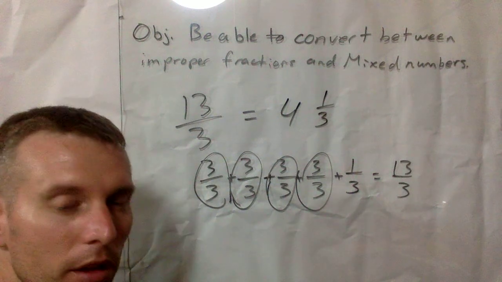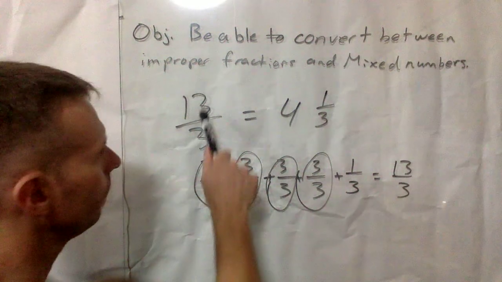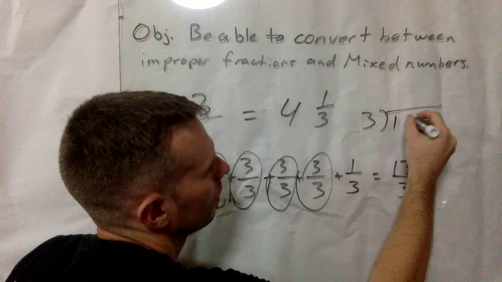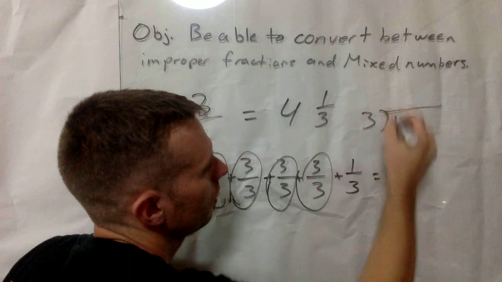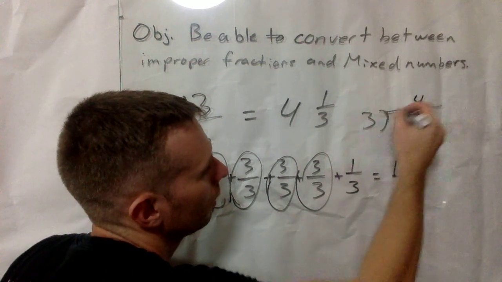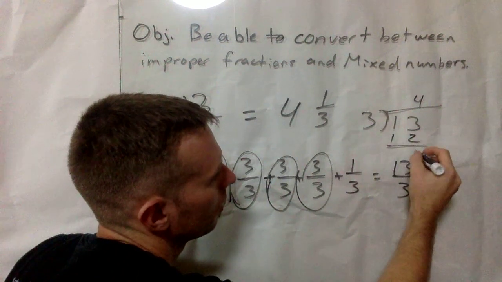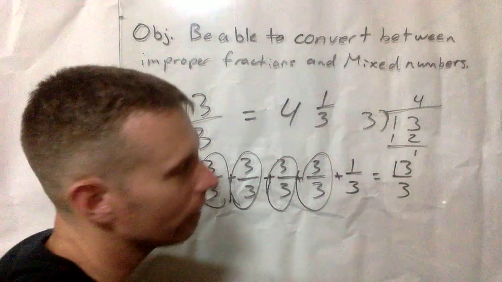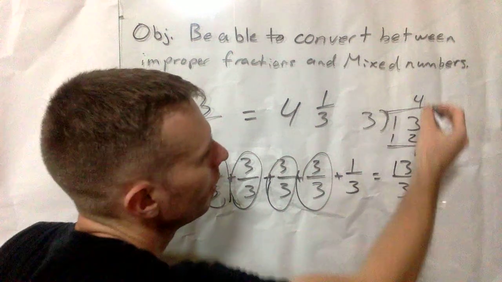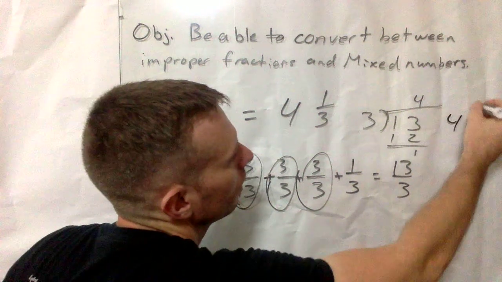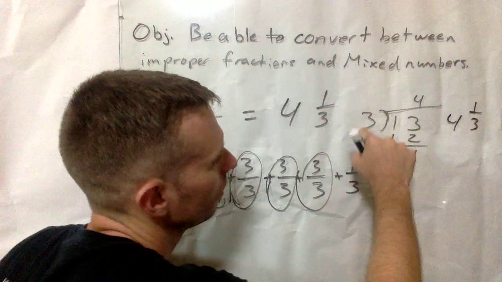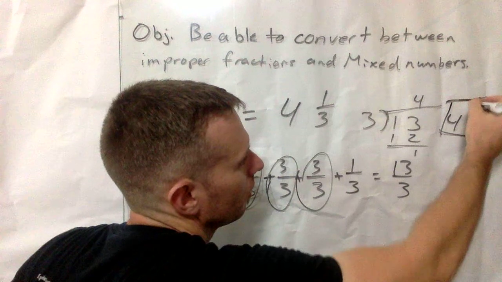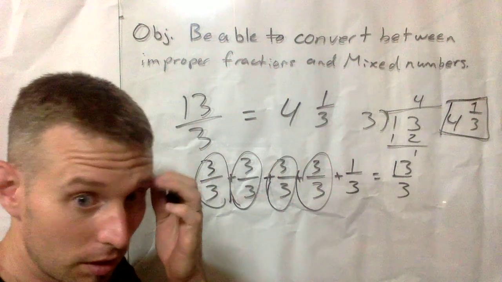The other way to do that is 13 divided by 3. That goes in 4 times. You have one remainder. Here's one of the very rare times that you actually might use a remainder. You have 4 wholes and 1/3 as your remainder. So that's the other way to do that.